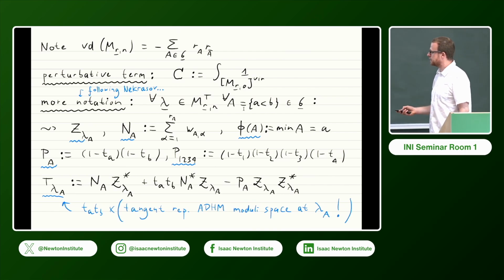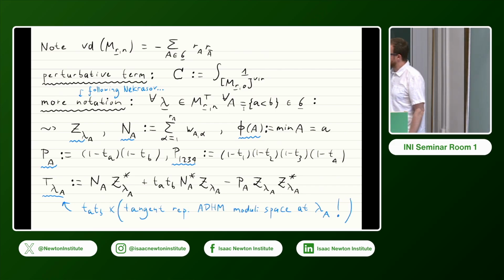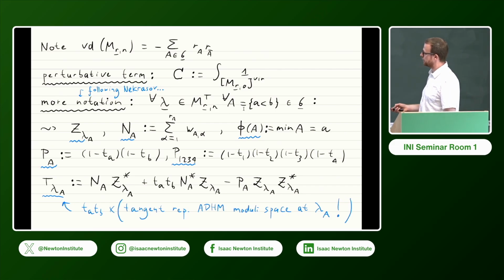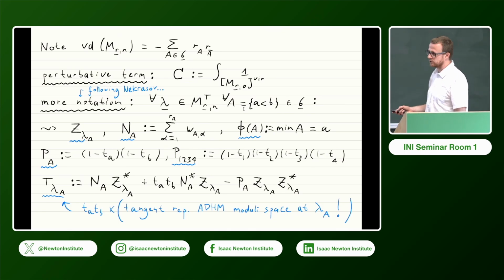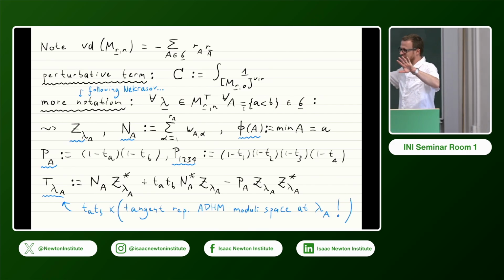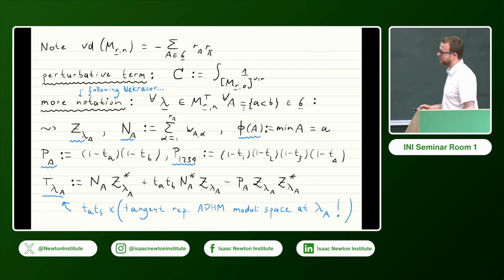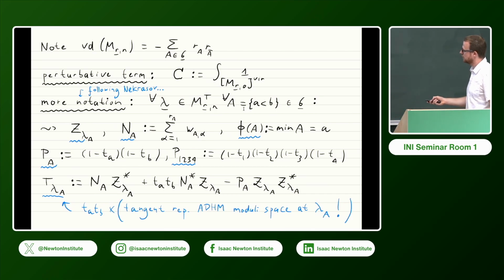And then the key player is this character here. This is T lambda of A, it's NA times Z lambda A dual, plus TA TB, NA dual Z lambda A, and then this quadratic term. But this thing is familiar, as Jim was already mentioning, you want to see these separate ADHM moduli spaces as well. And if you take out a factor, this is precisely the tangent representation of the traditional ADHM moduli space at this collection of partitions lambda A.